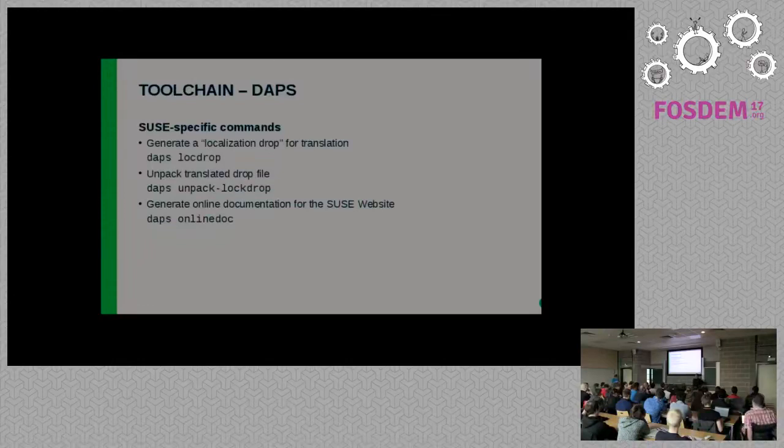So we write in English, and it's then translated by an external translation agency that's focused on technical documentation. In order to have them translate our software, we give them basically a big tarball in a clearly defined format with all the images and so on. That's generated with log drop, and after the translated documents come back, we can do unpack log drop, or we can just do the online target, dubs online, to generate the online documentation that you see on the SUSE website. So that's actually a quite powerful tool.